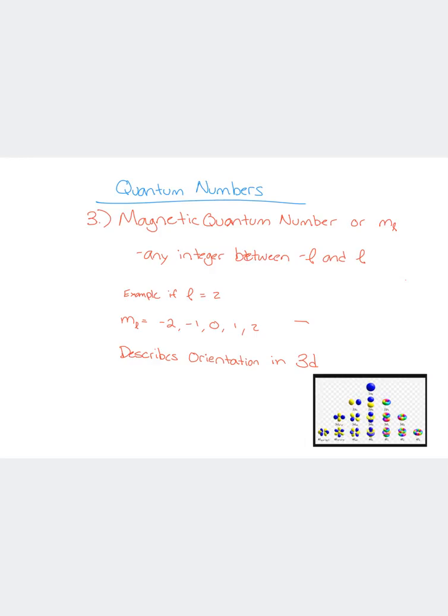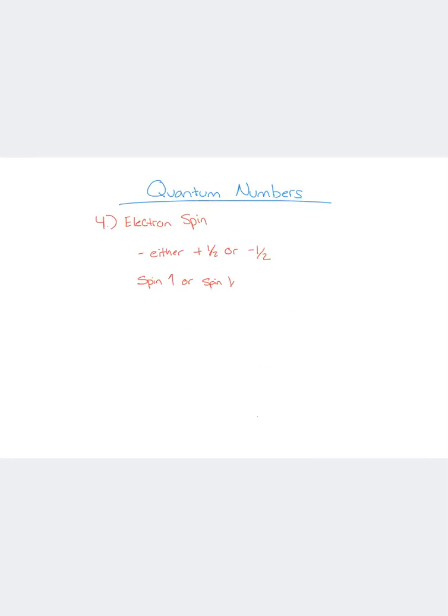The fourth quantum number is the electron spin. This means that the electrons, just like we saw in our hand example, where we needed to tell whether it was the right hand or the left hand, we need to know whether it has a positive spin or a negative spin.